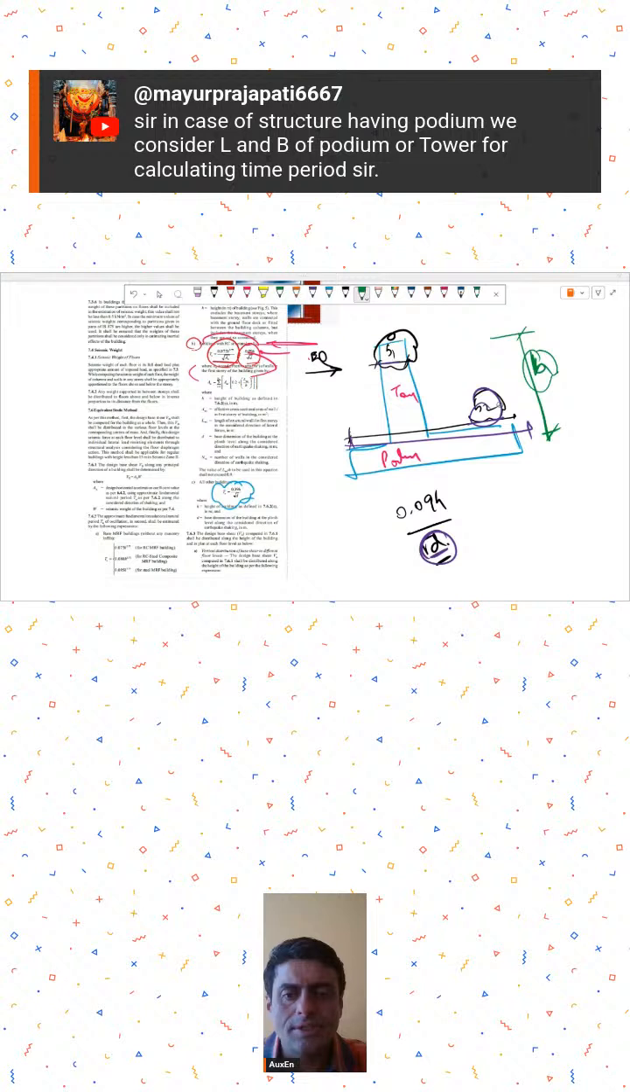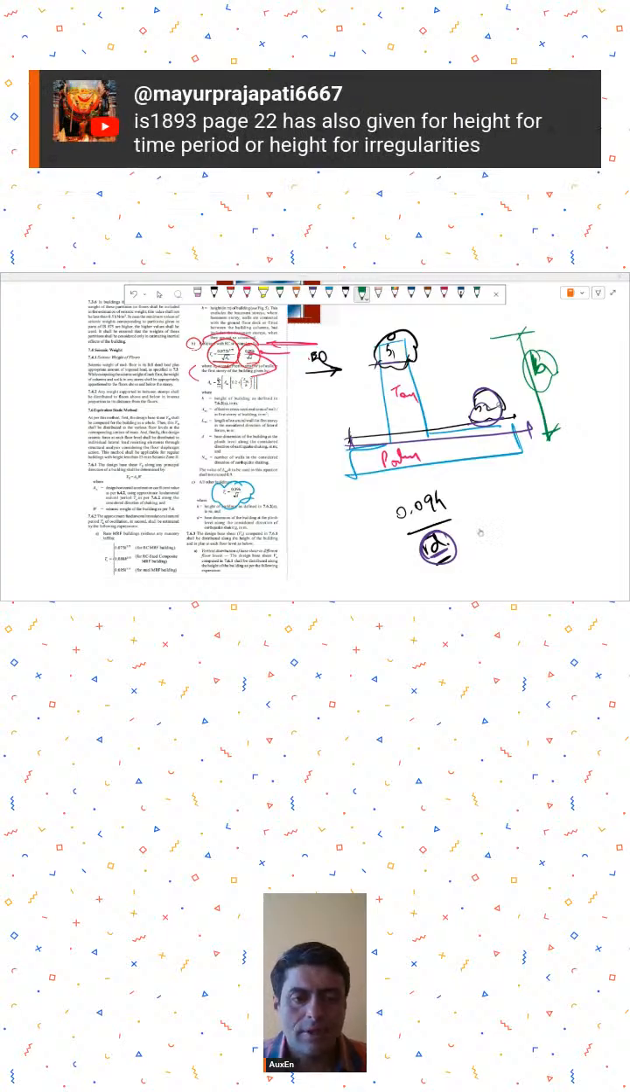So basic concept, just try to remember that you would want the lower time period. Accordingly, you choose the width and depth, or B and D of your structure. Now there is no figure given in 16700. IS 1893 page 22 has given for heights. Not only irregularities, that is general figures given for height.